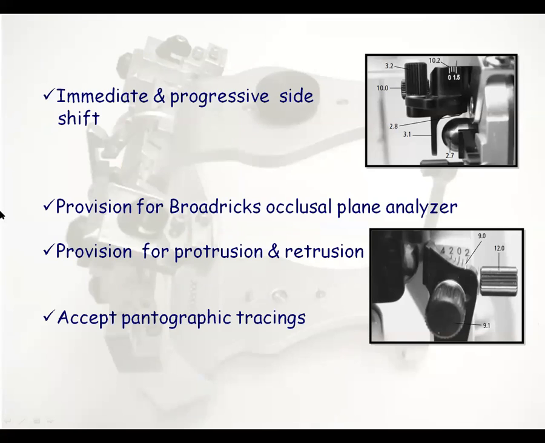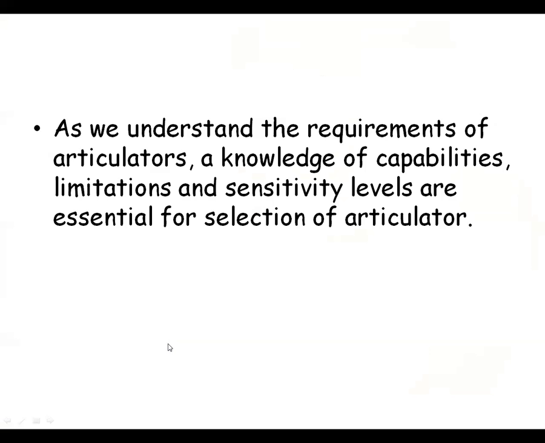So these are the articulator requirements. These are very difficult things which are not present in every articulator: the immediate and the progressive side shift. It is present in a few of the articulators. The Denar series has this type of requirement. The provisional and the broad split can be attached to it. The provision for the protrusion and retrusion movements for your records, and the acceptance of the pantographic tracing should be there. So these are the advanced requirements for your fixed partial denture cases.